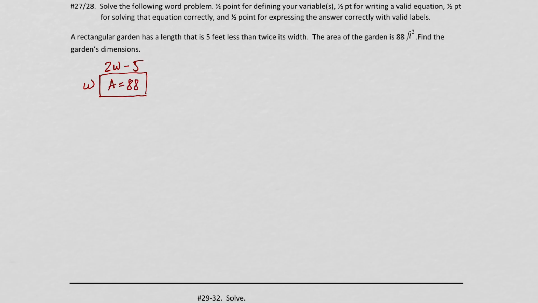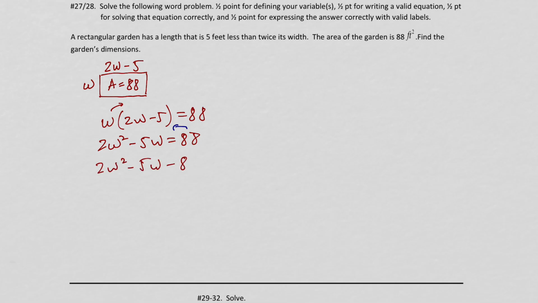Now, the rectangle, the formula is the width times the length is equal to the area. So I'll distribute this, and I'll get 2W squared minus 5W equals 88. This is a quadratic equation. Quadratic equations need to be made equal to 0, so I've got to move that over. So I have 2W squared minus 5W minus 88 is equal to 0. So I'll factor this.